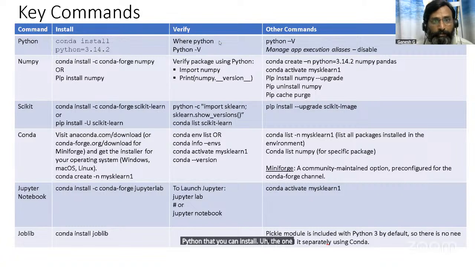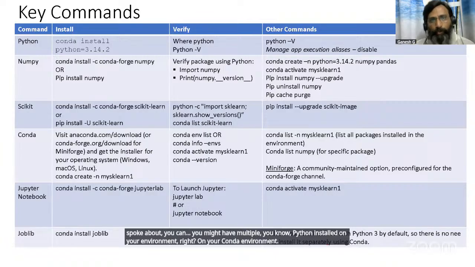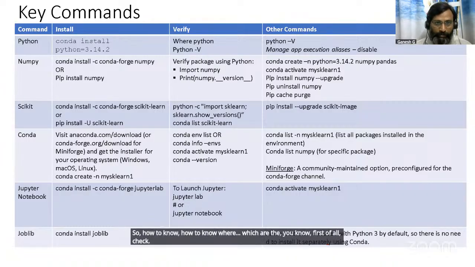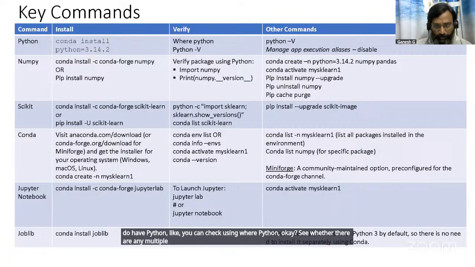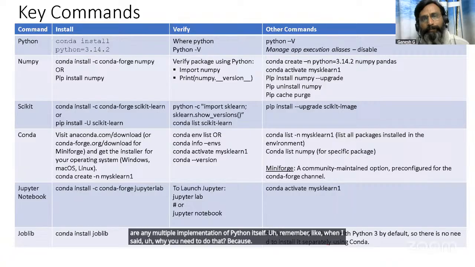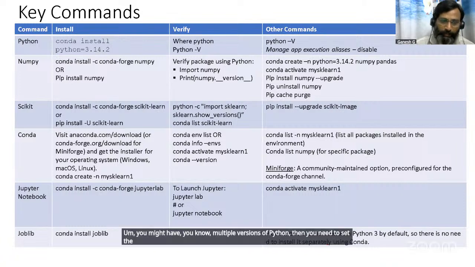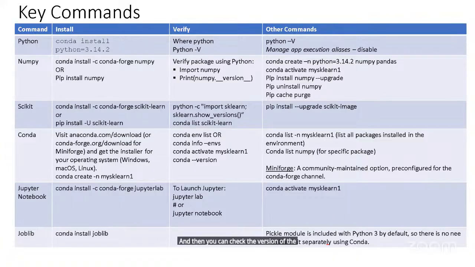The one thing you should remember, like we spoke about, you might have multiple Pythons installed on your Conda environment. So how do you know which are there? First of all, check using where python. See whether there are any multiple implementations of Python itself. Remember, I said why you need to do that: because you might have multiple versions of Python, and you need to set the environment path variable. That is one of the issues most programmers face. Then you can check the version of Python, whether it's the latest one or the old one.